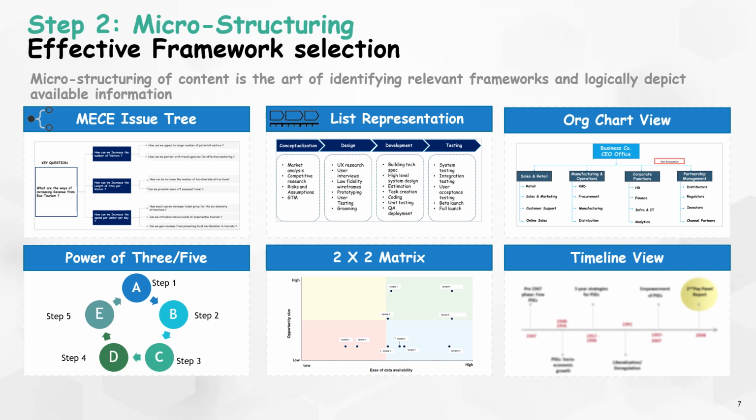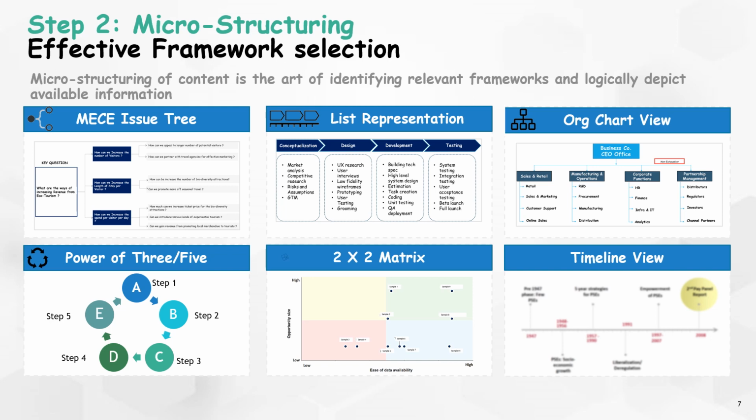Next is list representation. So this is mainly used to describe any set of or sequence of activities which is linear in nature. Next, org chart view, mainly used to represent any hierarchical structure. And finally, power of 3 and 5, which is mainly to represent maybe a trend or some kind of cyclic process or steps. Usually we select some odd numbers like 3, 5 or maybe 7.